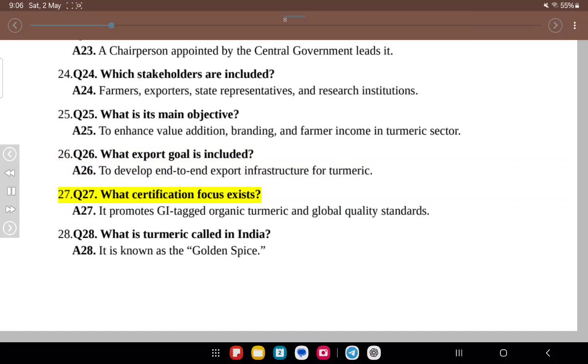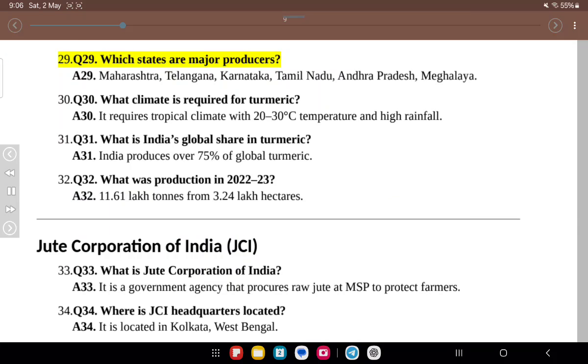27. Q27. What certification focus exists? A27. It promotes GI tagged organic turmeric and global quality standards. 28. Q28. What is turmeric called in India? A28. It is known as the golden spice. 29. Q29. Which states are major producers? A29. Maharashtra, Telangana, Karnataka, Tamil Nadu, Andhra Pradesh, Meghalaya.